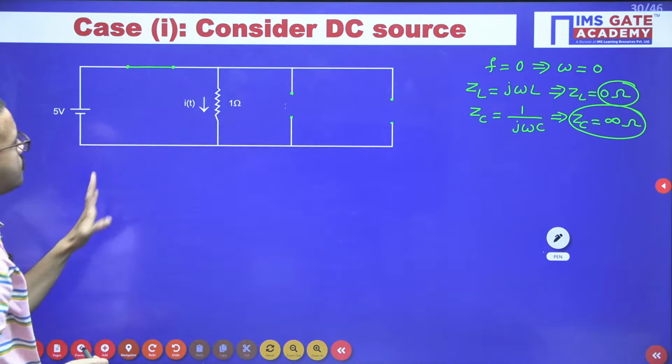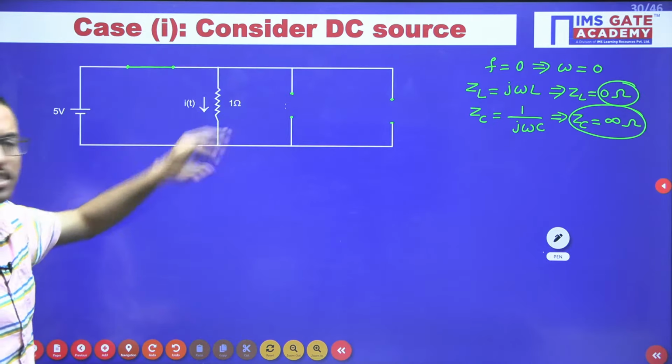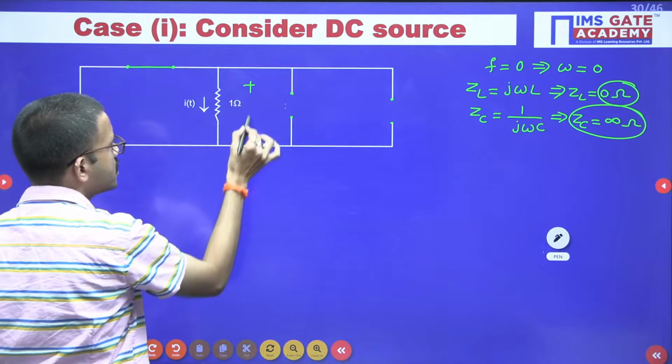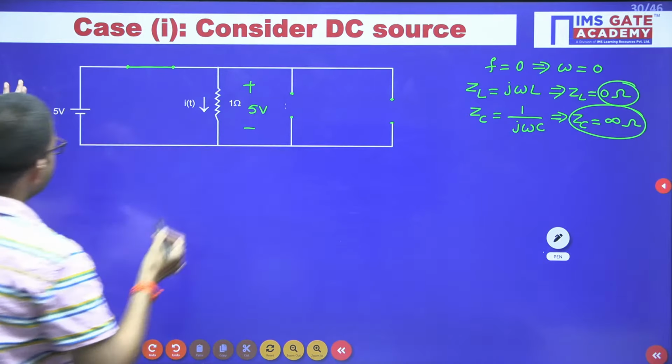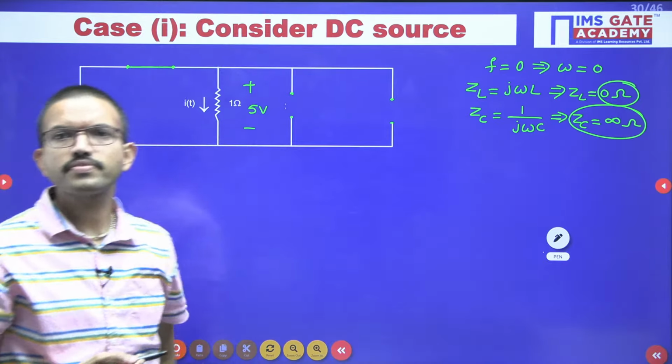Now just observe the circuit diagram. You're having 5 volt across the 1 ohm resistor. So across the 1 ohm resistor, we are getting the supply voltage. The entire supply voltage you're getting across the 1 ohm resistor, right?